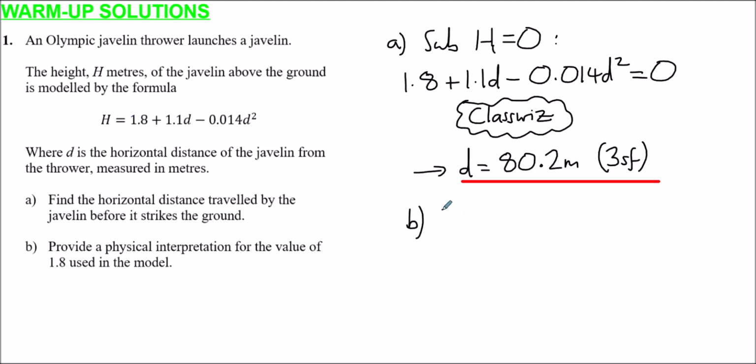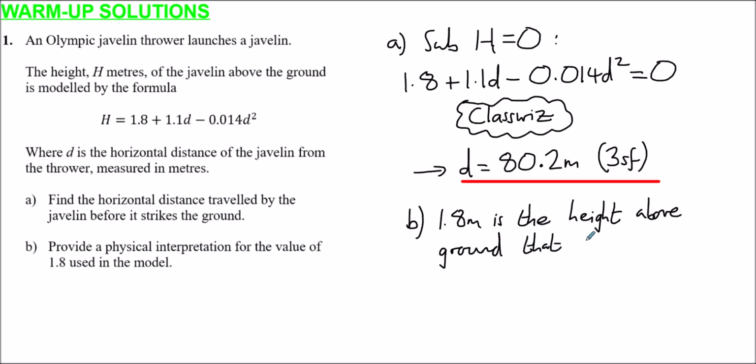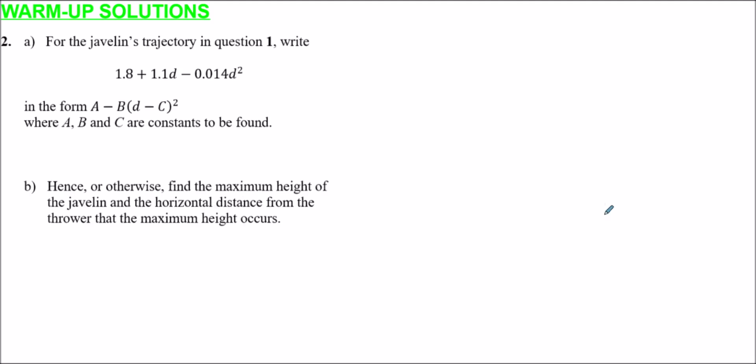So 1.8 meters is the height from which it was thrown. It's the height above ground that the javelin is thrown from. Anything along that line would get you the mark. Let's have a look now at warm-up question 2.